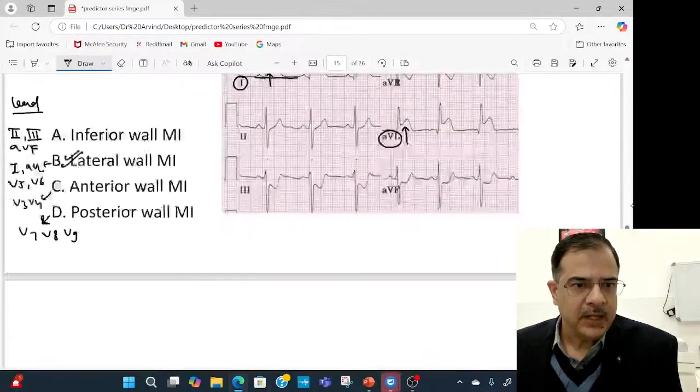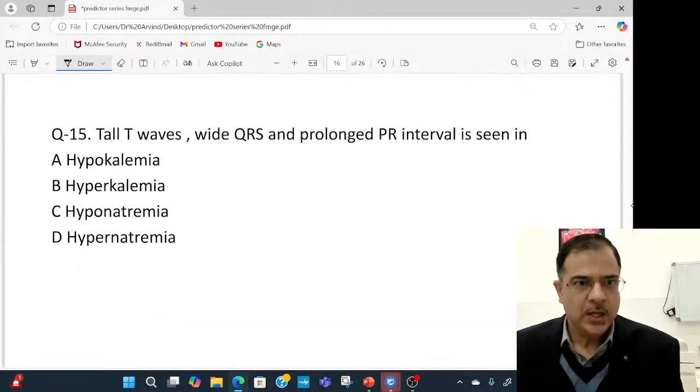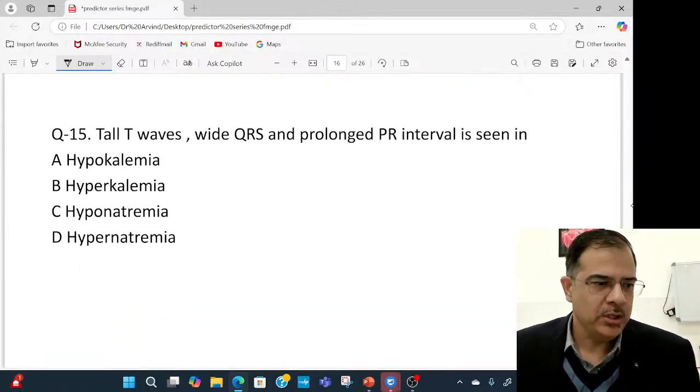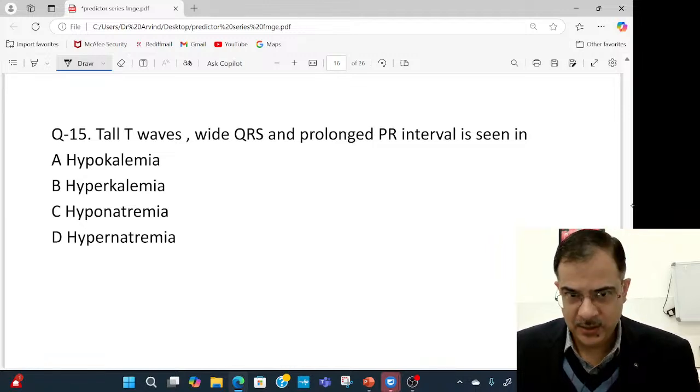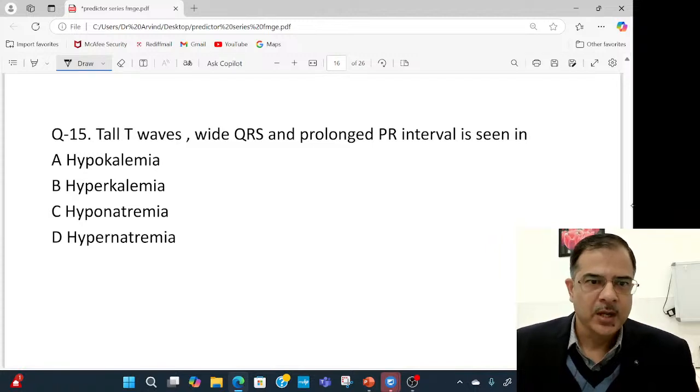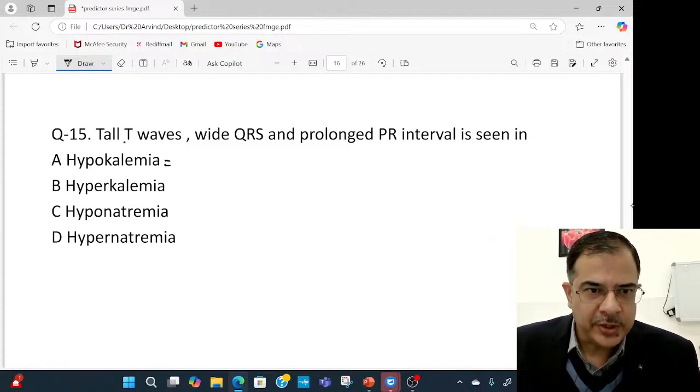Now come to question number 15. Question number 15: tall T wave and wide QRS with prolonged PR interval is seen in which condition? So in hypokalemia, instead of a tall T wave, it is a small T wave.